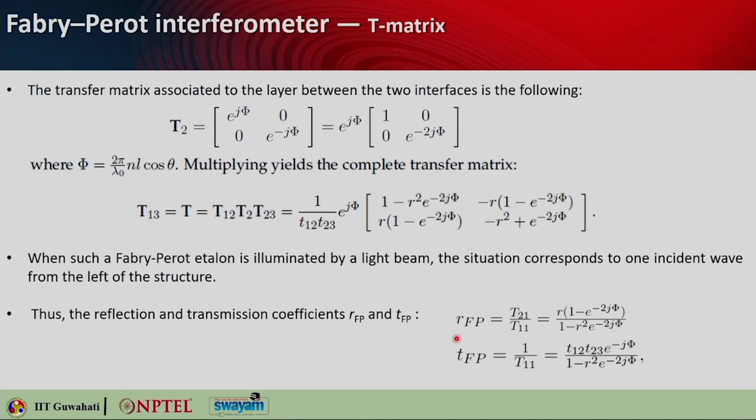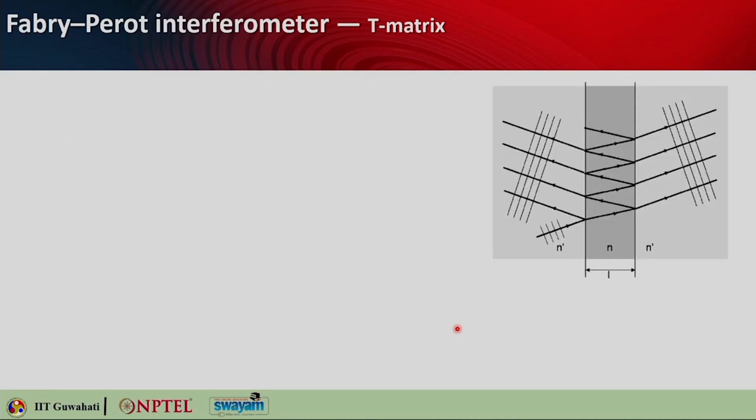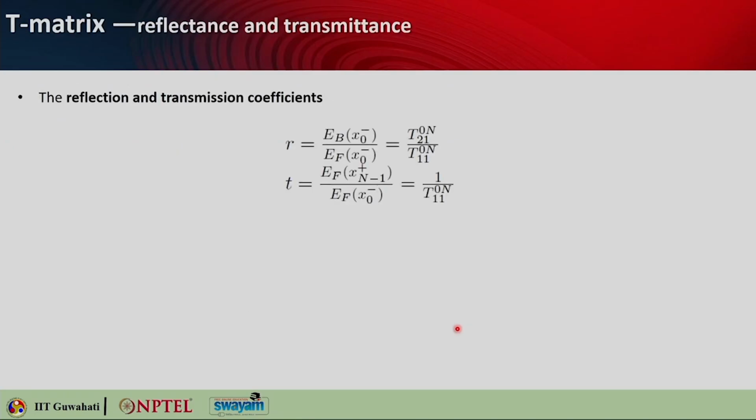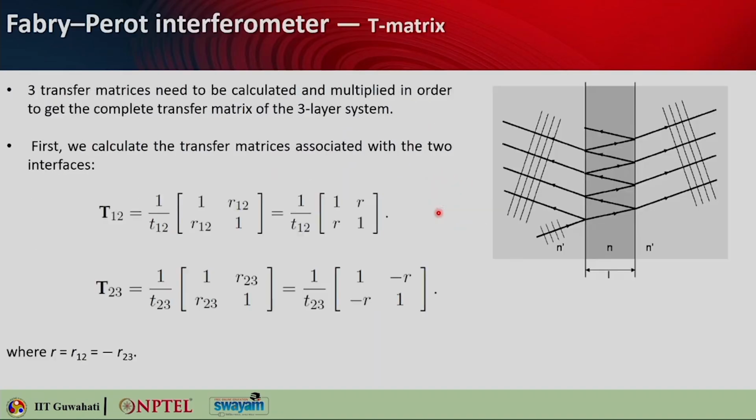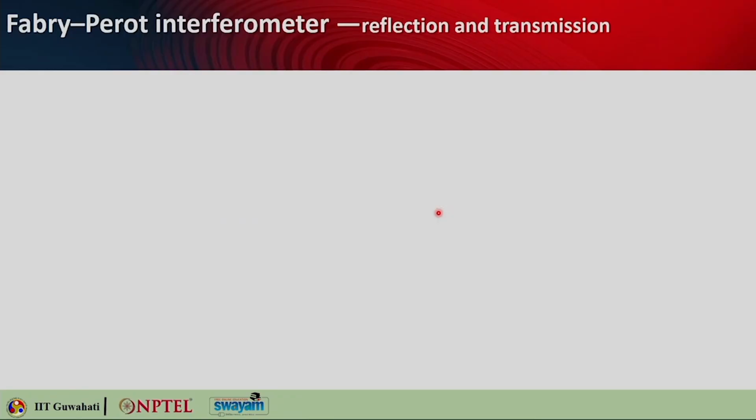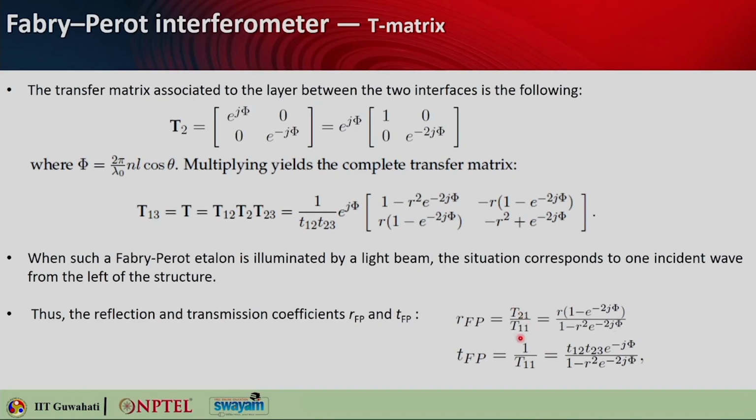Once you have the 4 components, your reflection coefficient will be, again you go back to this formula, the 2 1 element divided by the 1 1 element, and the transmission coefficient will be 1 over the 1 1 element. That is very simple. So let us see. T21 over T11, these are the 2 elements. From this matrix, after multiplication, whatever you have got, you pick those 2, 2 1 and 1 1, and you put them here.